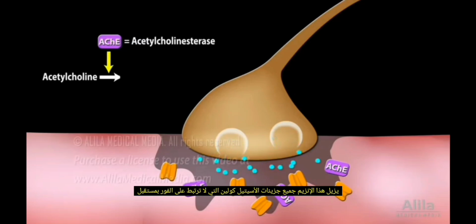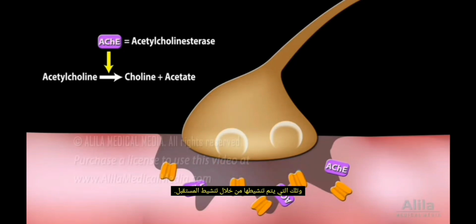This enzyme removes all acetylcholine molecules that do not immediately bind with the receptor, and those that are done activating a receptor. The enzyme action essentially terminates synaptic activation, giving the muscle time to relax and thus preventing continuous contraction that would result in muscle spasms.